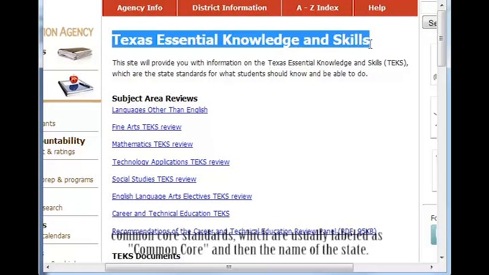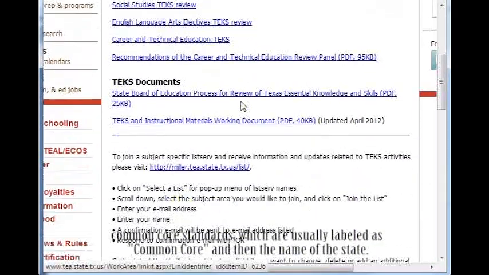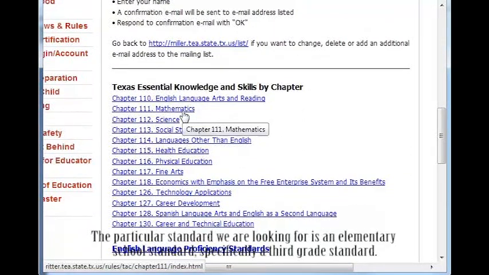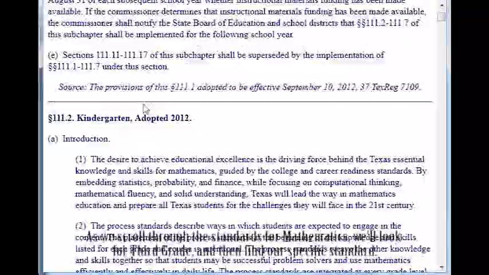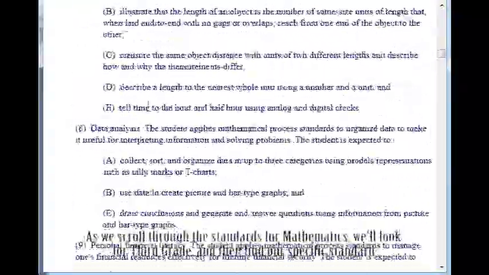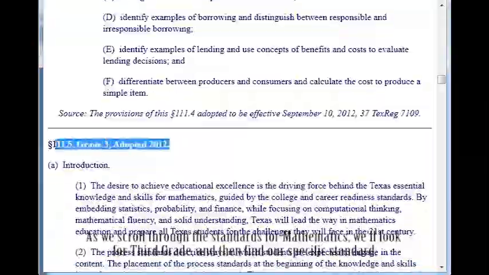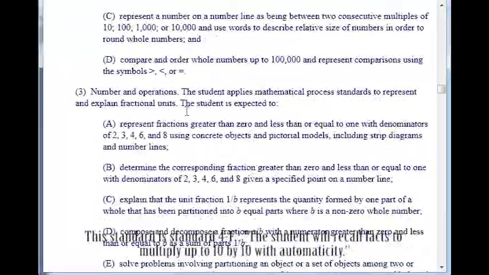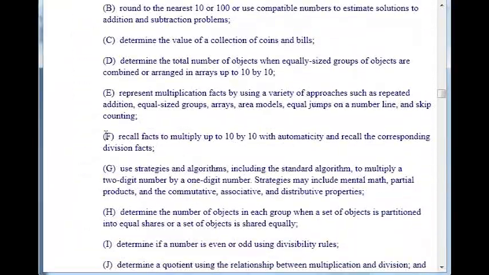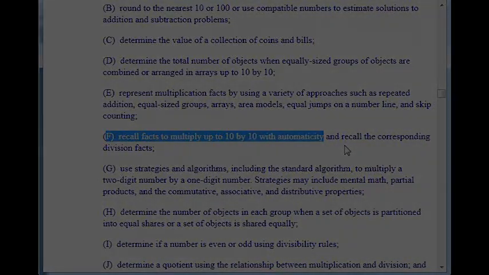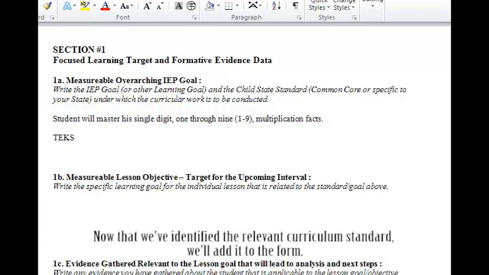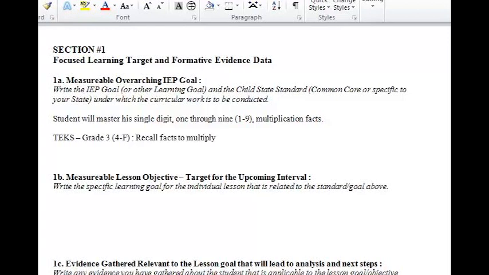Many states have adopted a series of Common Core standards, which are usually labeled as Common Core and then the name of the state. The particular standard we are looking for is an elementary school standard, specifically a 3rd grade standard. As we scroll through the standards for mathematics, we'll look for 3rd grade, and then find our specific standard. This standard is standard 4F. The student will recall facts to multiply up to 10 by 10 with automaticity. Now that we've identified the relevant curriculum standard, we'll add it to the form. TEKS Mathematics, Grade 3, 4F. Student will recall facts to multiply up to 10 by 10 with automaticity.